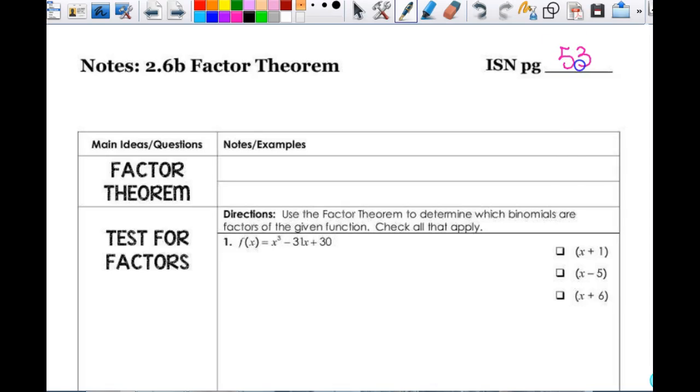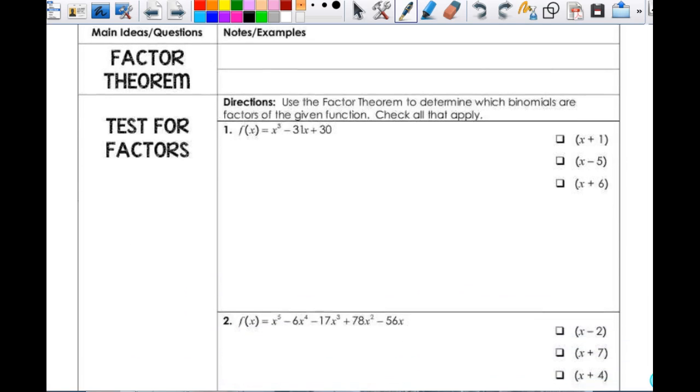Page 53. So this is the factor theorem. We had the remainder theorem yesterday, where we could evaluate a function with synthetic substitution. Now we're going to look at the factor theorem. So this is what your factor theorem says.